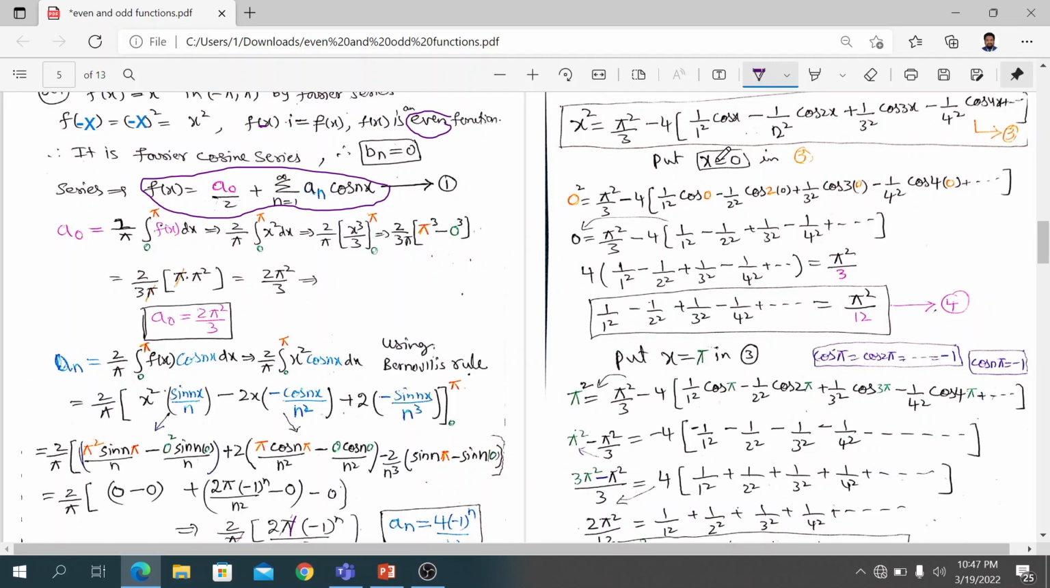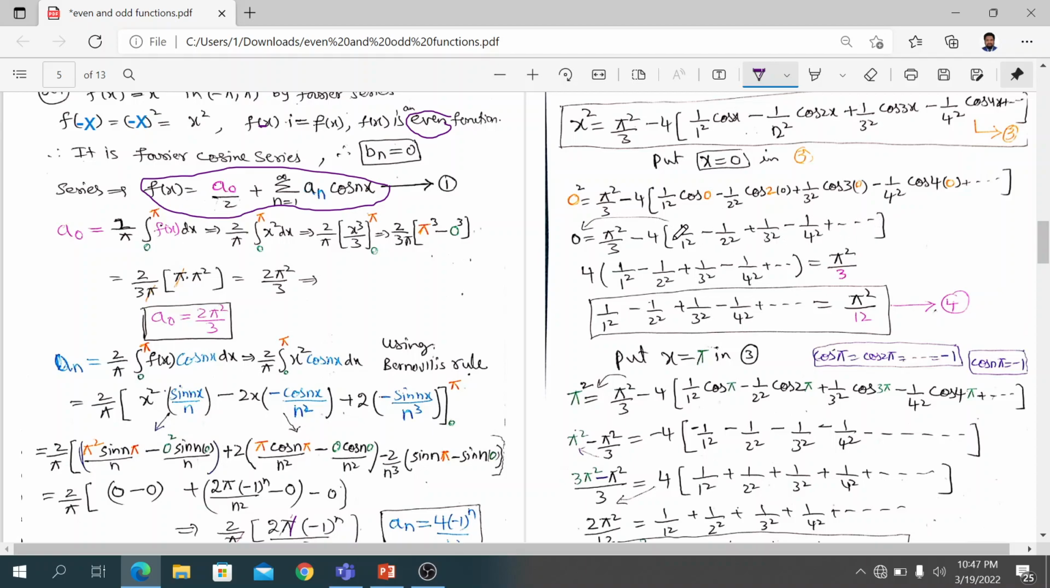Now put x is equal to 0 in the third equation. Wherever x is there, 0. So 0 square is equal to pi square by 3 minus 4 into, here x 0, x 0, x 0 and 4x 0 and so on. 0 square 0, pi square by 3 minus cos 0 is 1, 2 0 is 1, cos 0 is 1. So 1 by 1 square plus minus 1 by 2 square plus 1 by 3 square minus 1 by 4 square up to so on.